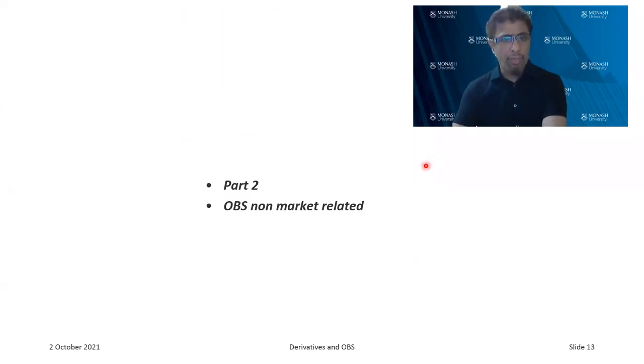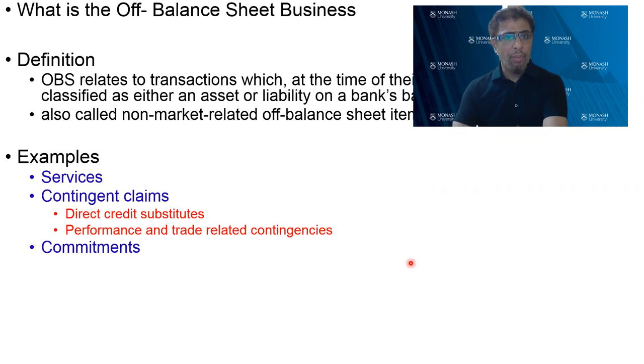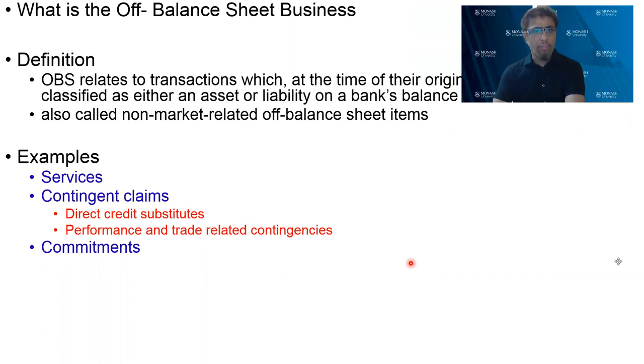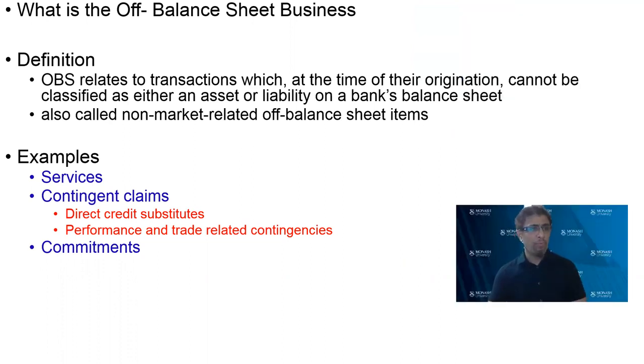So when we talk about this part, actually we want first to define what is the OBS, off balance sheet businesses. OBS related to the transaction, which is at the time of their origination, cannot be classified as either an asset or liability on a bank balance sheet, also called non-market related off balance sheet. Now, this is a little bit different from the derivatives, as I told you.